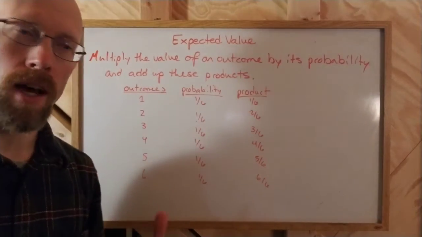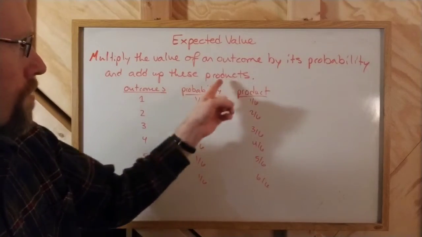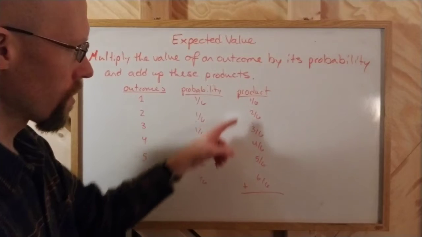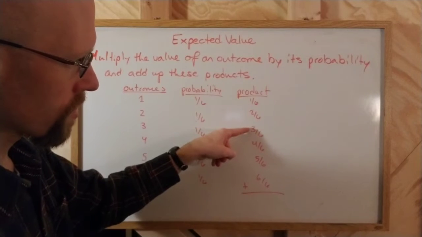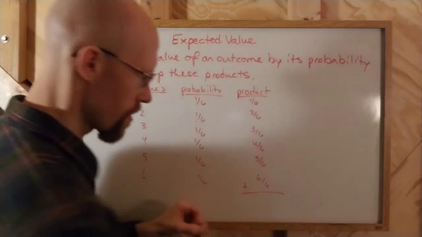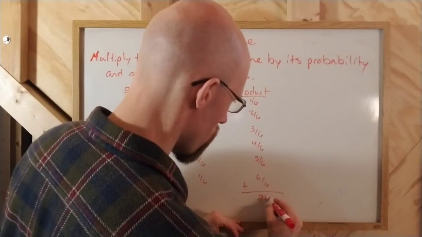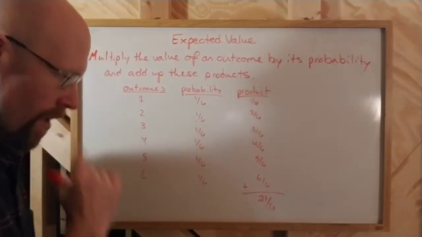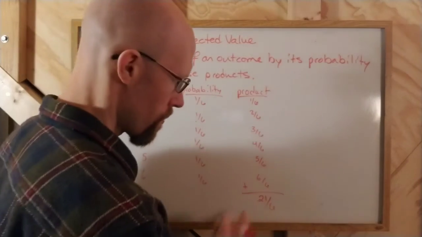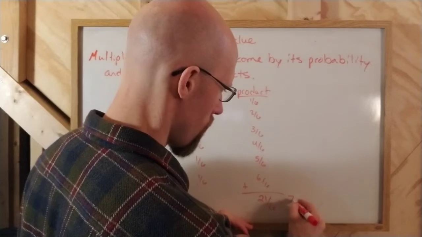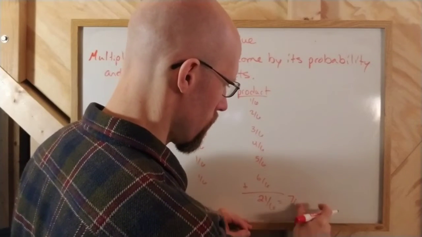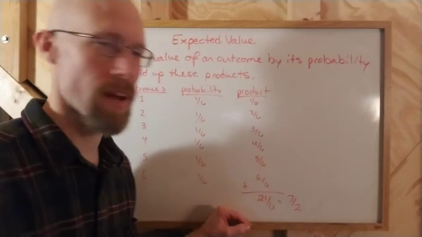Now the expected value is found by adding up these products. So add them together, and you get 1 plus 2 is 3, and 3 is 6, and 4 is 10, 15, 21/6. If you reduce 21/6, dividing them both by 3, that's equivalent to 7/2. And 7/2 is 3.5.